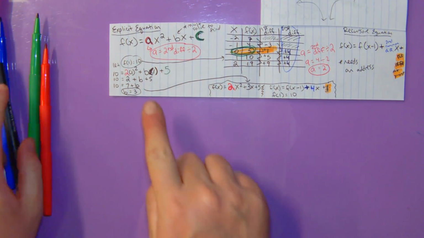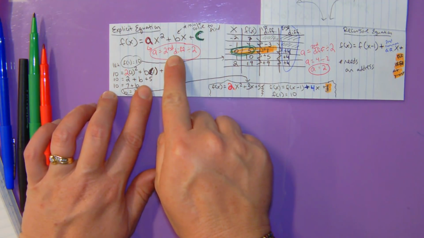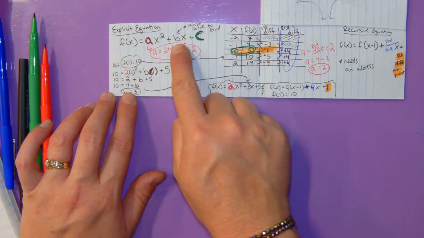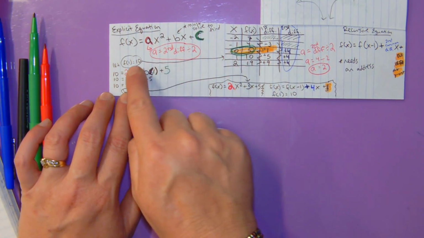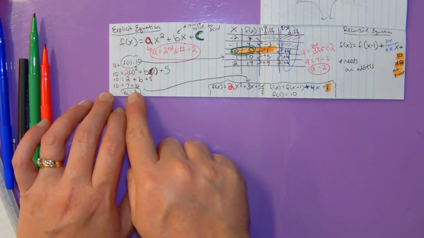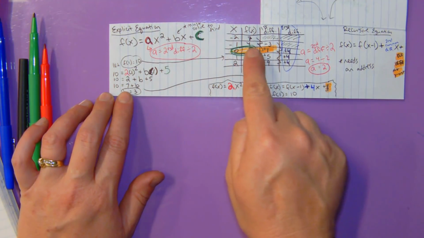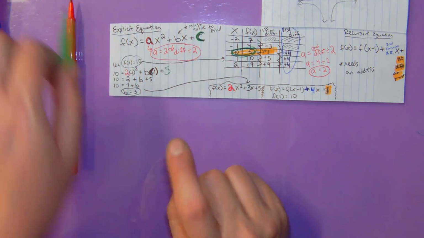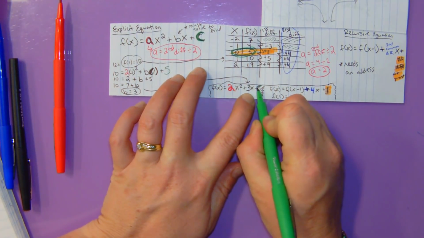All right. So again, a is your second difference divided by 2. That's here. Divided by 2 is 2. b, you have to solve. So pick a point, put it in here, solve, and then c is your y-intercept. So that's how we got that. And I'm going to make this 5 c green for color coding.